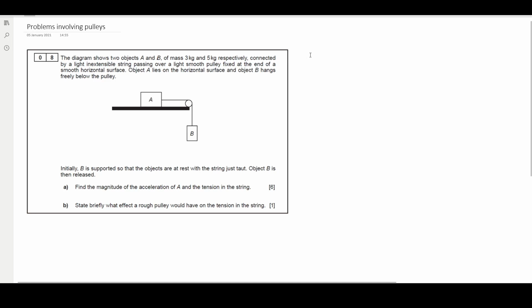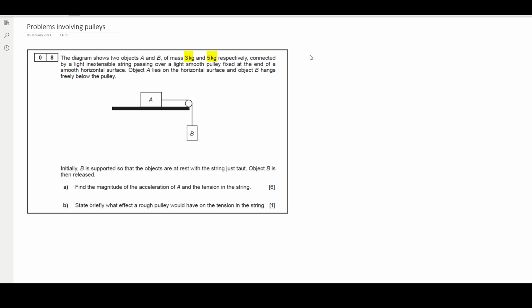Here's a past paper problem involving forces in pulleys. We've got two objects, A and B. The masses are given as 3 and 5 kilograms, and they are connected by a light inextensible string passing over a smooth light pulley. Object A is on the surface, object B is hanging freely.